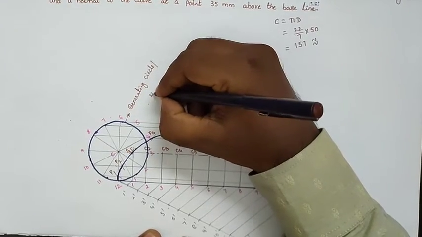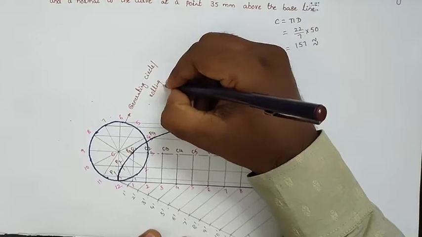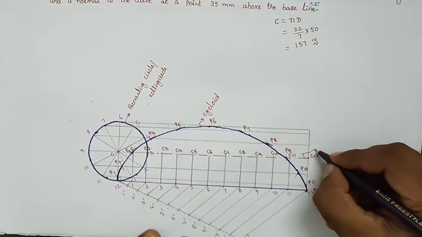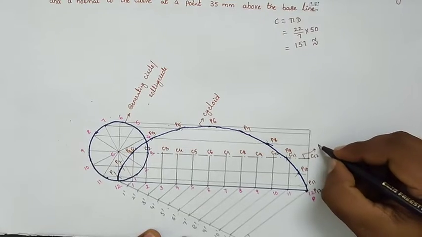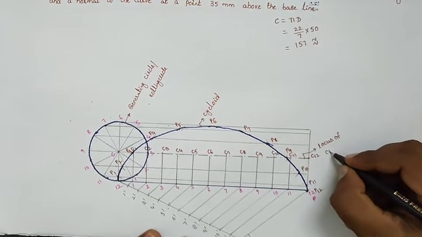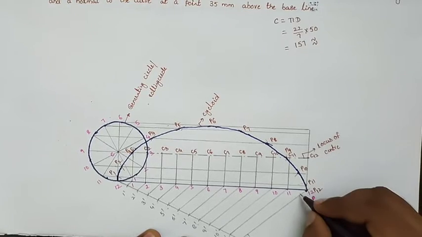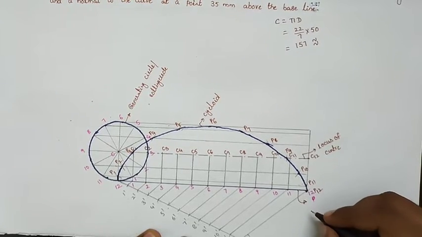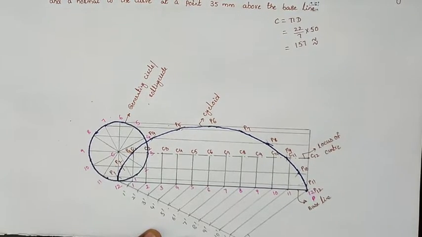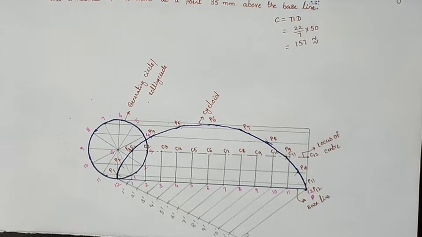Or we can call it the rolling circle. So here this is the locus of center line, locus of center. And this line, we can call it the baseline, or we can call it the directing line.